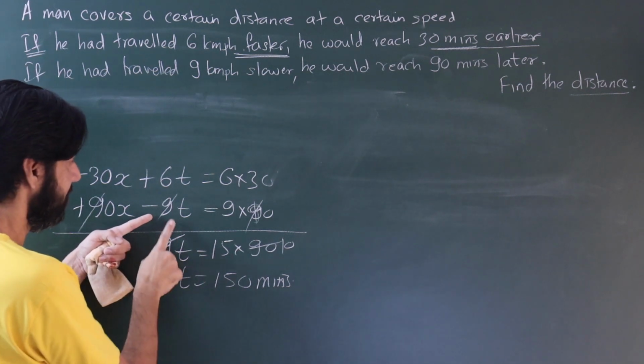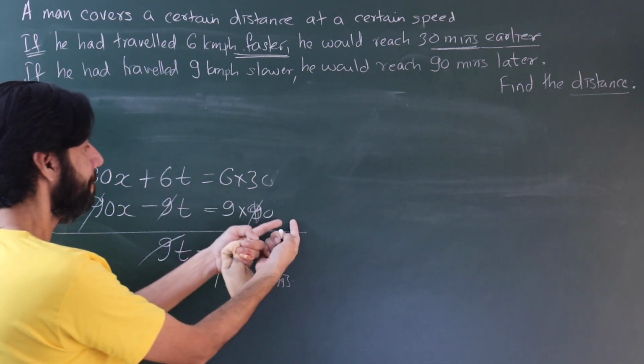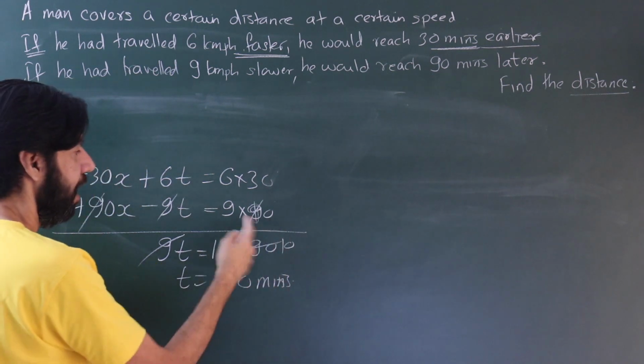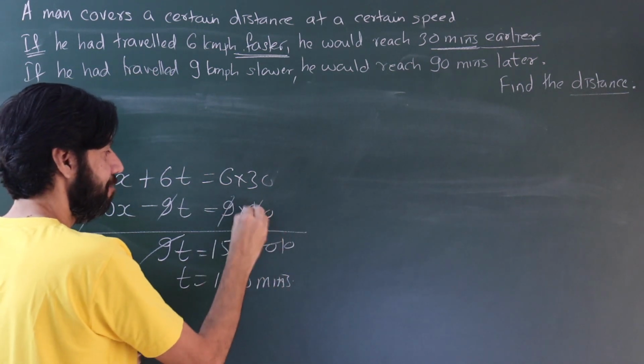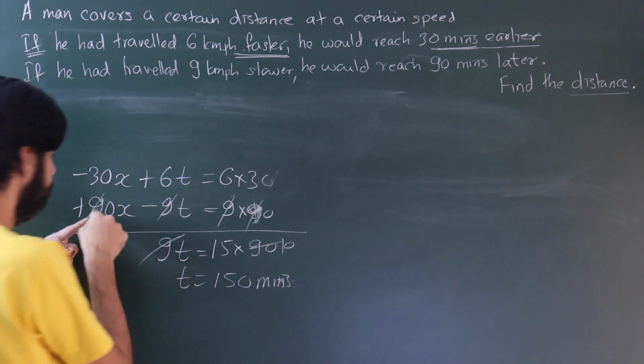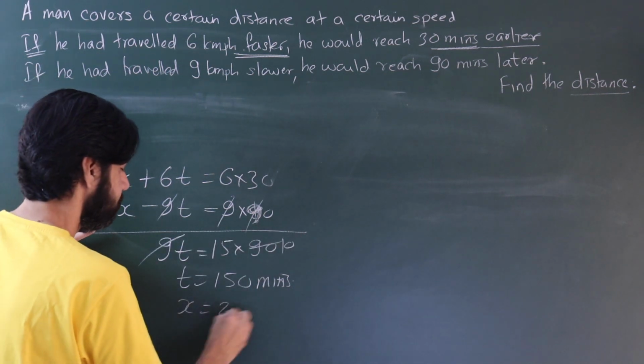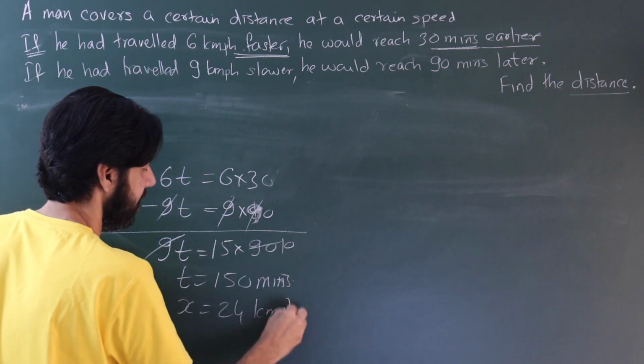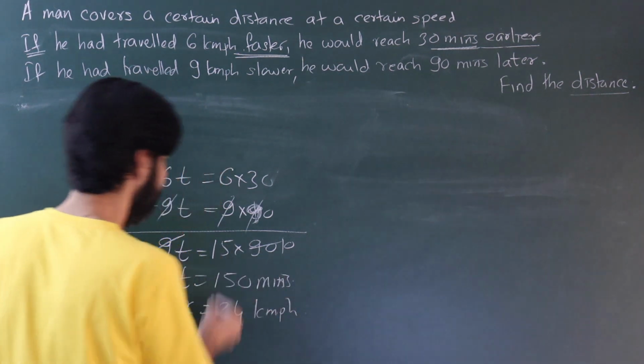So this is a minus 150 plus 150, 90 plus 150 is 240 and 10. So x is 24 kilometers per hour. Right? You have your x and a t.